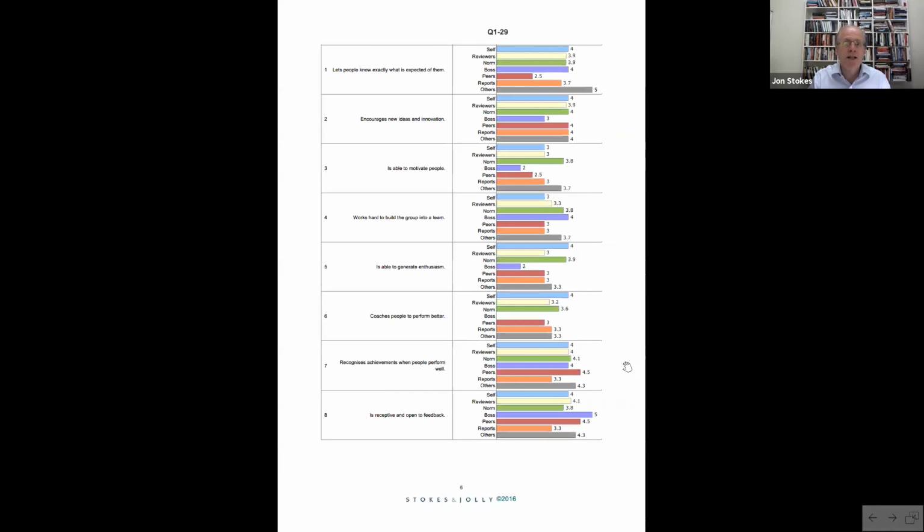Moving on, these are the actual charts that the person sees. So here, lets person know exactly what's expected of them. The person rated themselves as a 4, the reviewers 3.9, pretty close. The norm for our senior leadership group 3.9, again pretty close. Boss gives 4, but peers give a low score. Reports give not so bad a score, pretty good score in fact, approximately 4. Differences that are of interest are greater than 0.2, generally 0.2, 0.3, you would say there's a difference of interest. So here there's clearly a difference of interest between the norm, the reviewers' average, and the peers. So something to be explored.